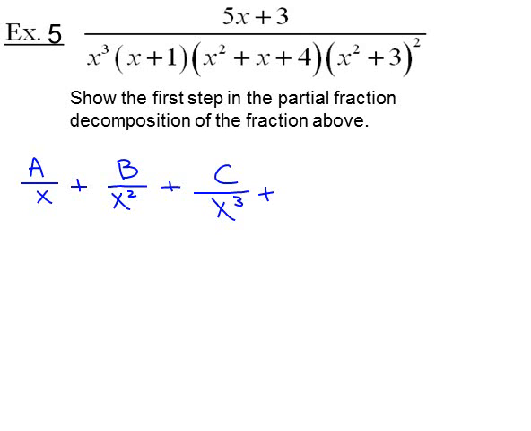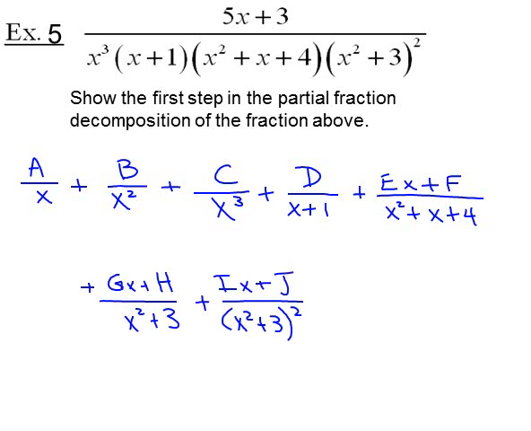x plus 1 is a linear factor, so it gets a constant numerator, and x squared plus x plus 4 is a quadratic factor, so it gets the linear numerator Ex plus F. The x squared plus 3 is a repeated quadratic factor, so I need to represent every power of that from 1 to 2 and top each of those fractions with a linear numerator.